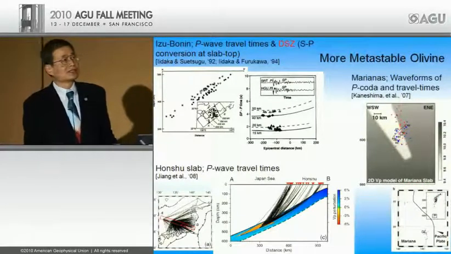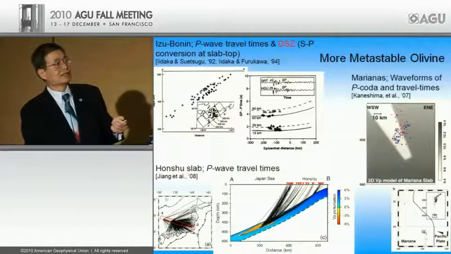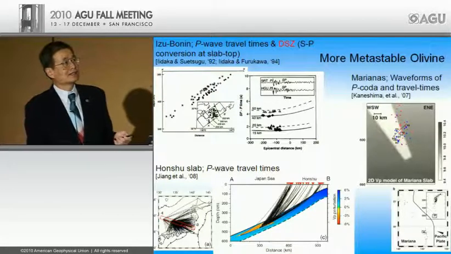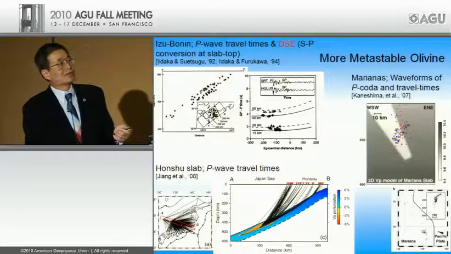There are other cases where metastable olivine has been reported. Let me focus on this particular case in Izu-Bonin. This was really pioneering work done by Iidaka and his colleagues. This is the earliest and perhaps the best example. What they did was very clever.